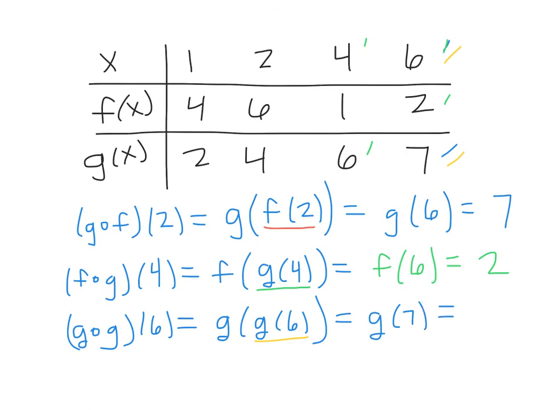Well, we don't have x equal to 7 at all in our table. So this does not exist. There is no function value for g when x is 7. So we can either say it does not exist or undefined, either way.